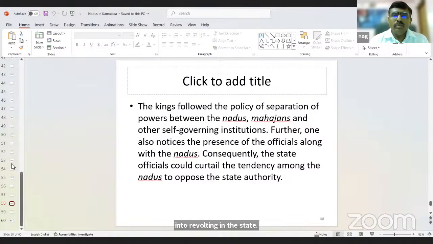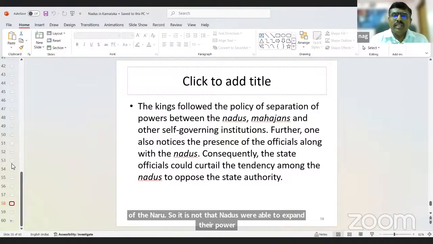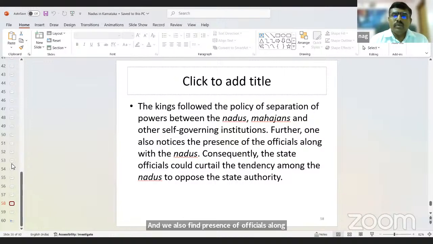Now the kings followed a policy of separation between the Nadus, Mahajans, and other self-governing institutions. By creating these various institutions, the kings were trying to limit the power of the Nadus. It is not that Nadus were able to expand their power. We also find the presence of officials along with the Nadus, and consequently the state officials could curb the tendency among the Nadus to oppose the state authority. The officials, as a part of the Nadu assemblies, were able to curtail the power of the Nadus. The Nadus could not enjoy unlimited power as a kind of sovereignty. That is what we find in this case.